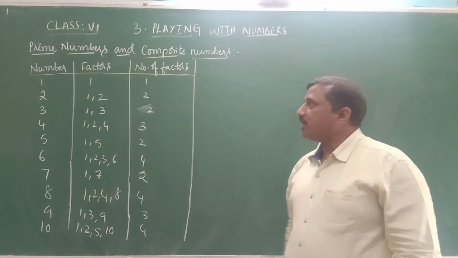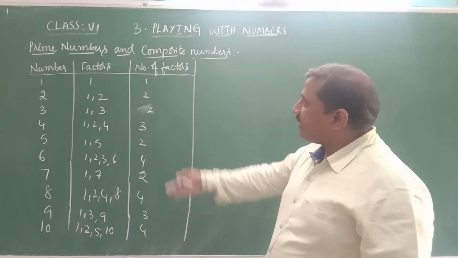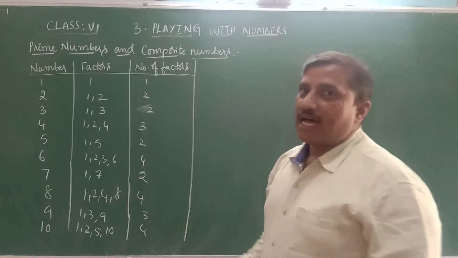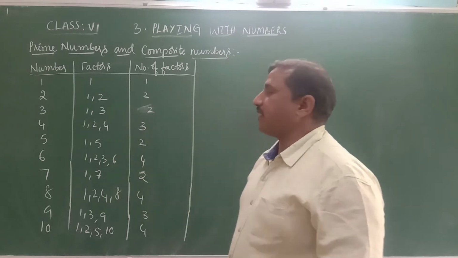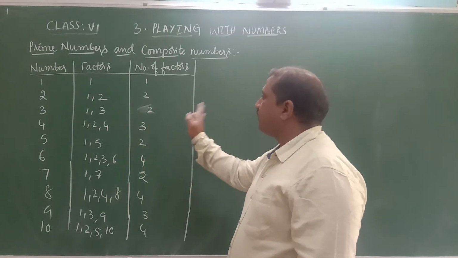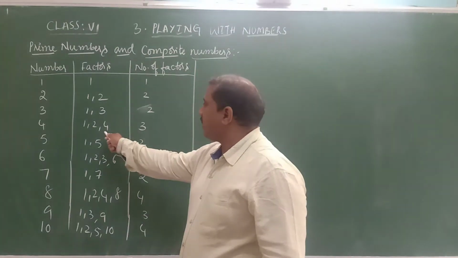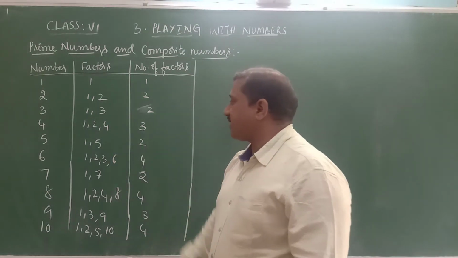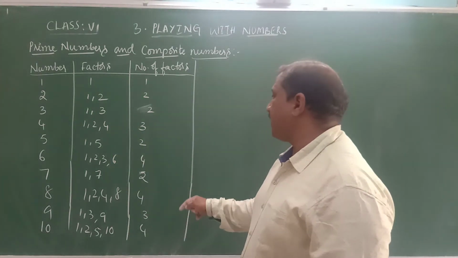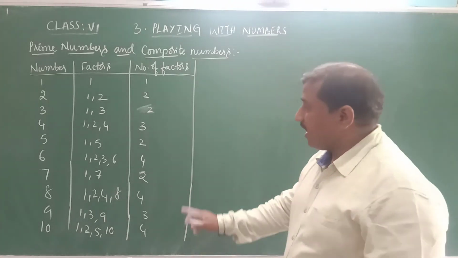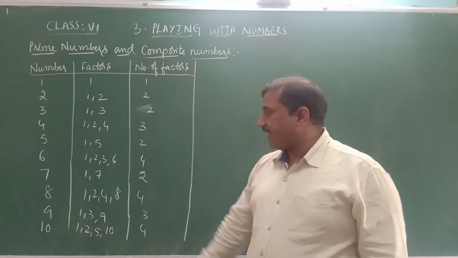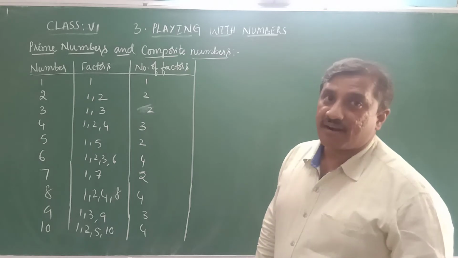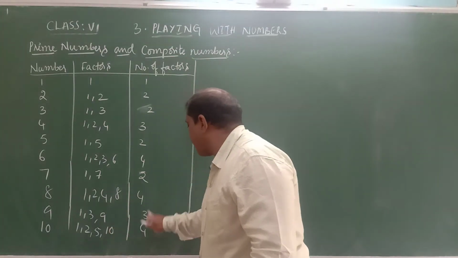You see, observe the table. Numbers 1 to 10 I wrote and their factors I wrote. For 1, only 1 is the factor. Number of factors is 1. For 2, 1 and 2, 2 factors are there. For 3, 1 and 3, 2 factors. For 4, 1, 2, 4, 3 factors. For 5, 1, 5, 2 factors. For 6, 1, 2, 3, 6, 4 factors. For 7, 1, 7, 2 factors. For 8, 1, 2, 4, 8, 4 factors. And for 9, 1, 3, 9, 3 factors are there.